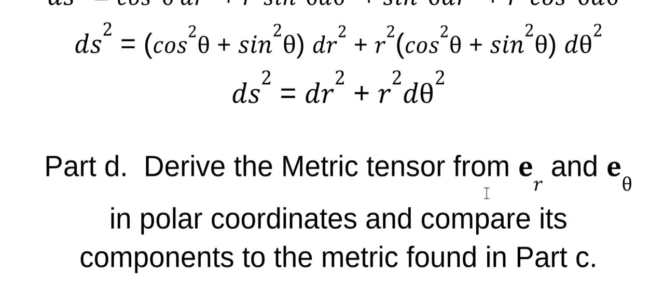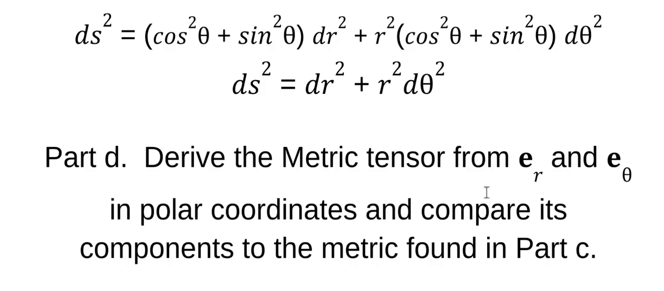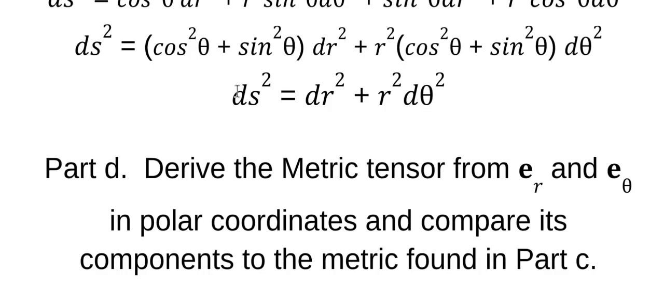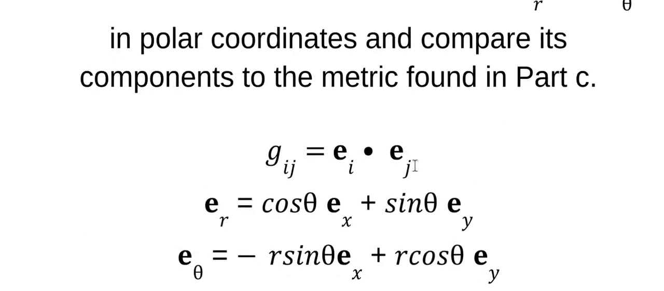Part D, derive the metric tensor from ER and E theta in polar coordinates and compare its components to the metric found in part C. What I meant by that was compare it with this. All right, now we know how to do this. We've done it many, many times. The metric tensor is the dot product of the basis vectors. So here is ER and E theta.